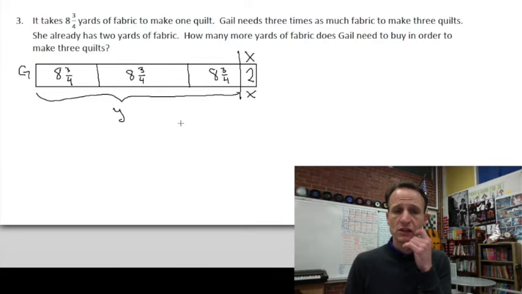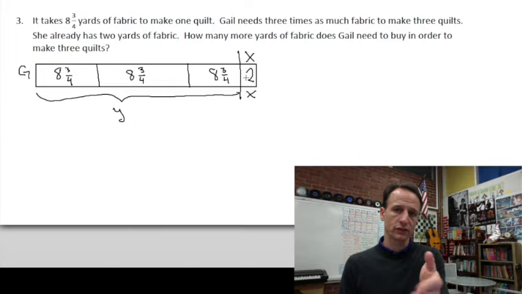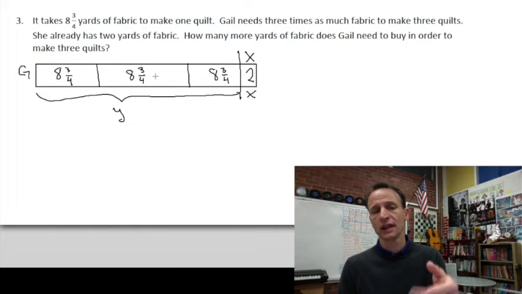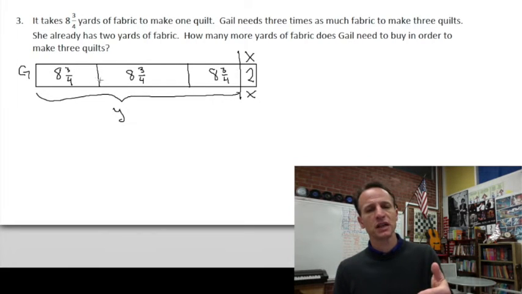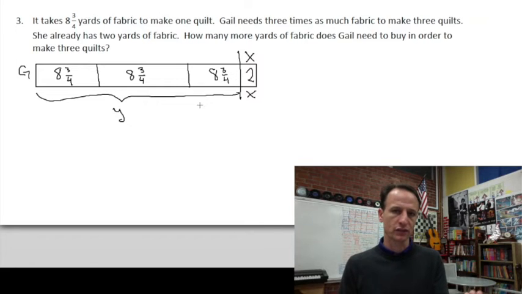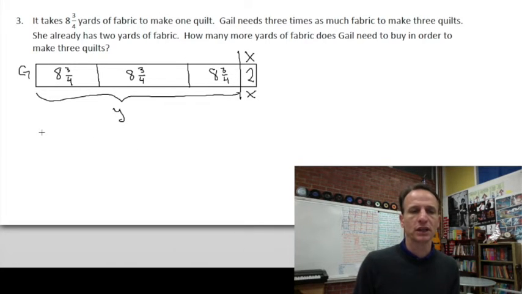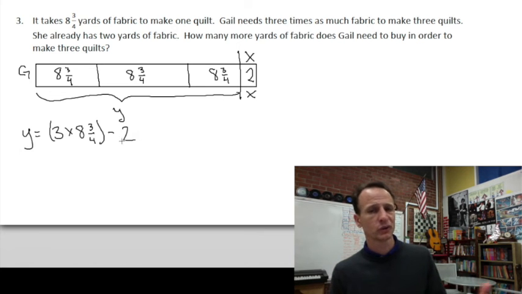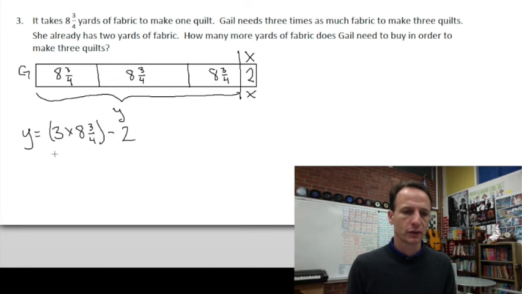All right, so she only has 2 yards, but she needs this much. Okay, so there's 2 ways we can do this. We could easily subtract this in our heads, right? So we can multiply 8 3/4 times 2 and then add 6 3/4 to it. Or we could do 3 times 8 3/4 and then subtract the 2. I think actually that's going to be a better way to go. So what I'm proposing then is that Y is 3 times the 8 3/4, and then we'll subtract out what she already has, the 2 yards, in order to see how much she needs to buy.